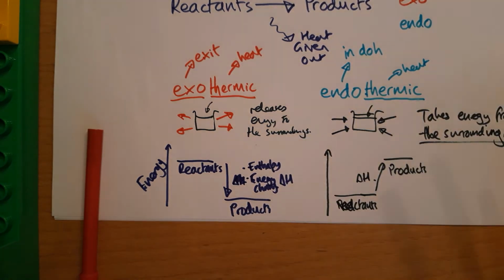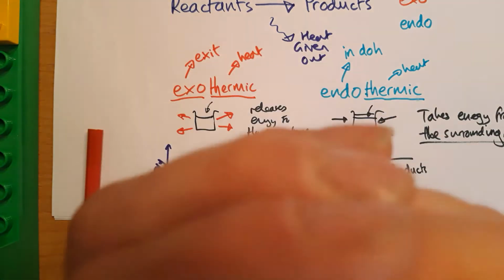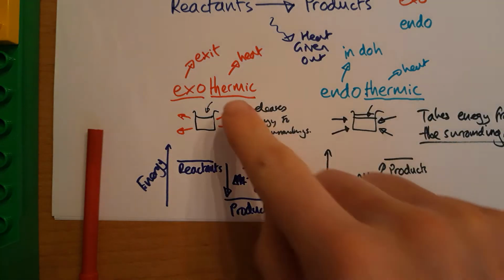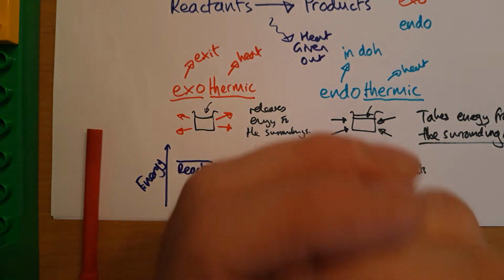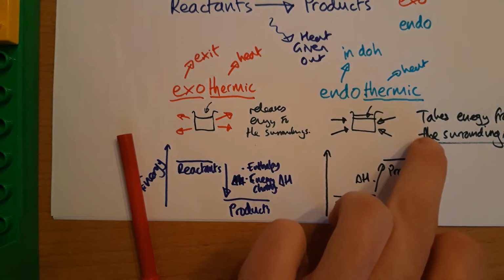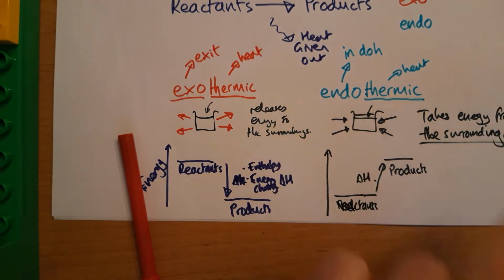And I would just want you to think, if you ever get stuck on that and go, what does that mean in terms of heat? Imagine your hands are surrounding the beaker and something is releasing energy, exiting energy, you would feel it get hot. So pretend your hands are the surroundings and then you can work out if it's going to get hot or cold. If something is taking energy from the surroundings, the surroundings are my hand, it's taking energy from your hand, it's going to feel cold.